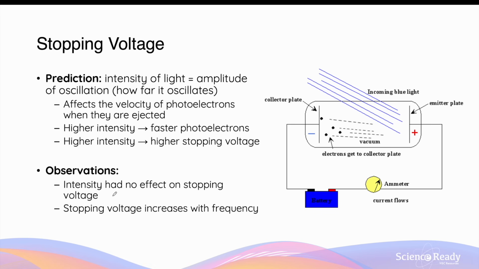However, Lenard's observation showed that the intensity of light actually had no effect on the stopping voltage. As he increased the intensity of light, he was expecting the stopping voltage to increase, but in fact, the stopping voltage remained unchanged. And to his surprise, the stopping voltage actually increases with frequency rather than intensity. So this was contradicting what was hypothesized by the wave model of light.